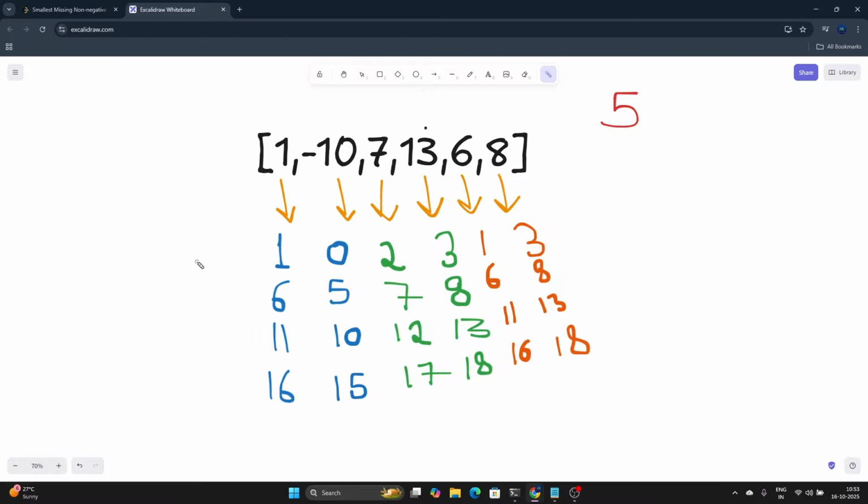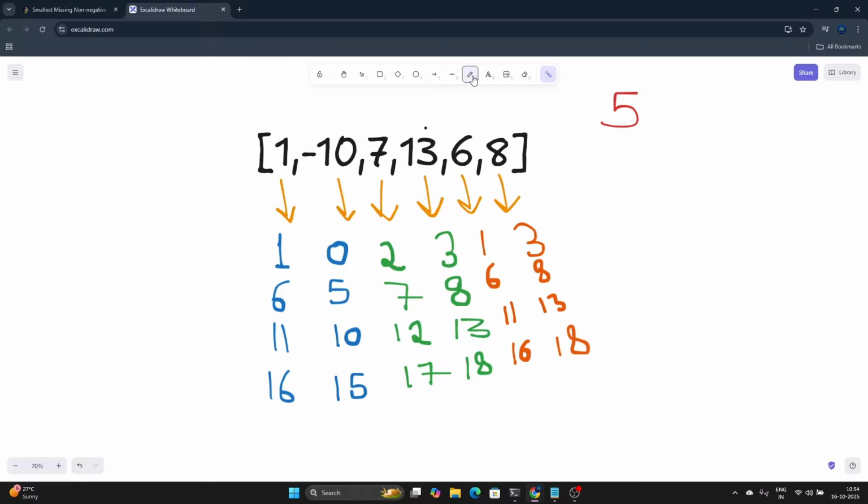First of all, the first row is the smallest number which we can convert our original number to. We can convert our 1 to 1, minus 10 to 0, 7 to 2, 13 to 3, 6 to 1. We can start with 1, then it can be 6 or 11 or 16. 8 can be converted to 3, can be 8, can be 13, can be 18. But how is this going to help us solve the problem?